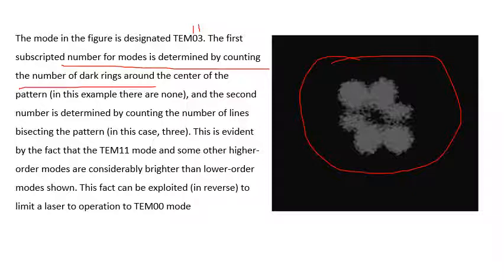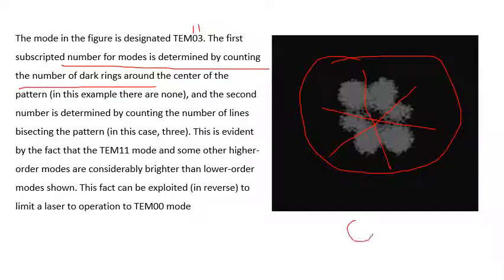The second number depends on how many lines you can draw that bisect the pattern. 1, 2, 3. Okay, so there are three lines, so that is why 03 is given here.